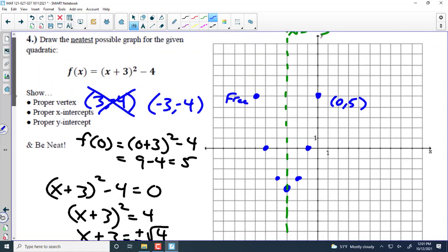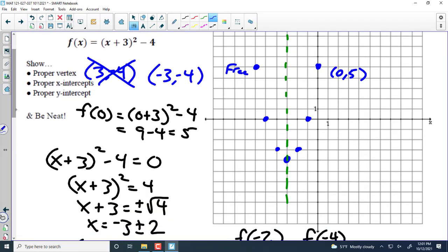Okay. Why does it say be neat? Because I don't want you to do this. I do not want you to do this. Actually, that came out okay for how fast I did it, but no. Take a little bit of time. Make it nice and rounded down here. Make sure you hit your points.